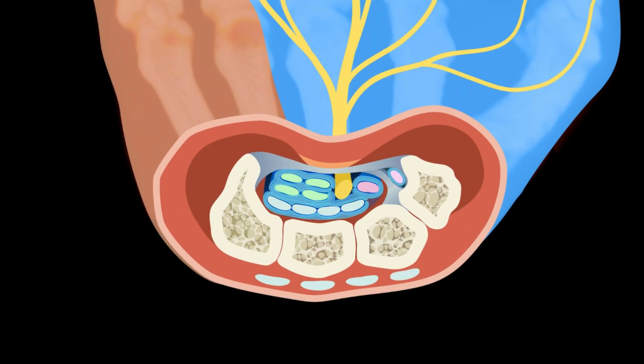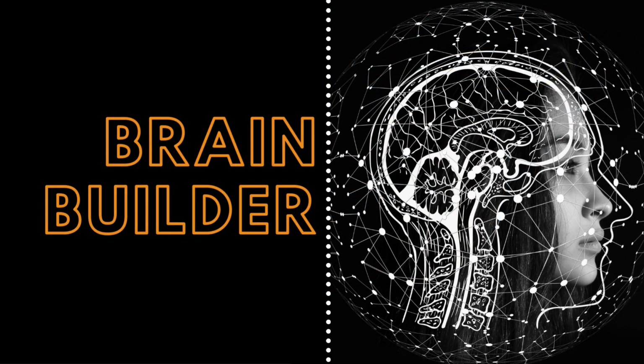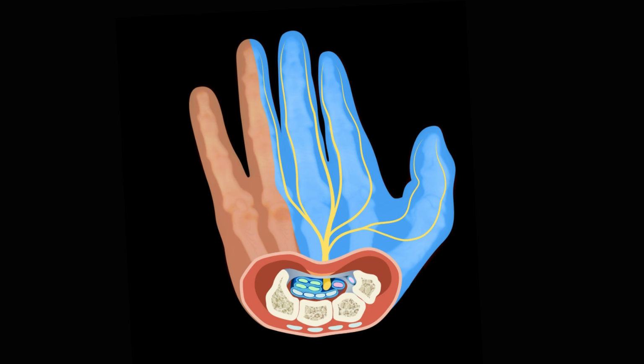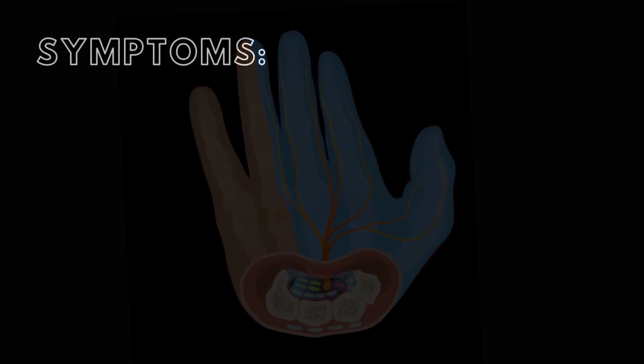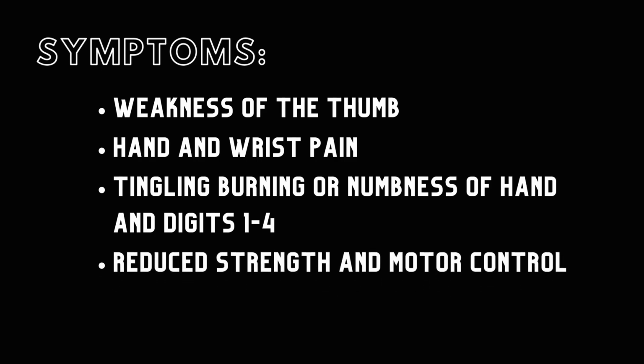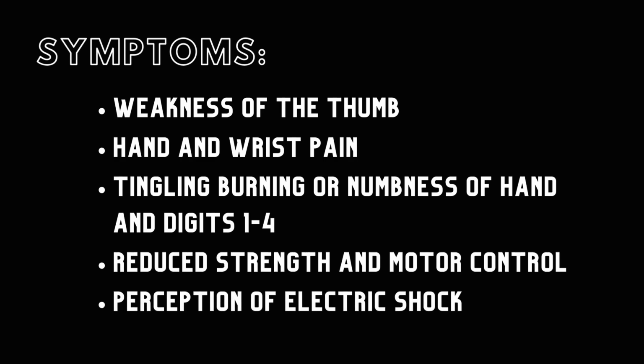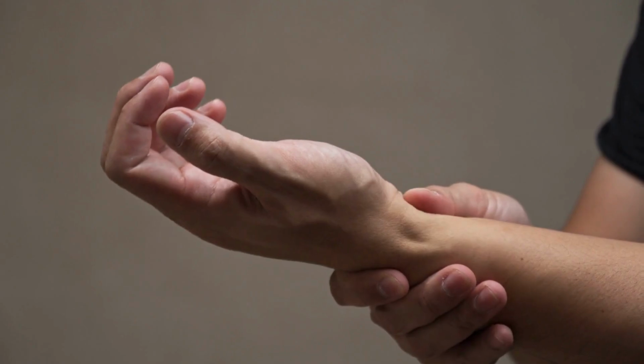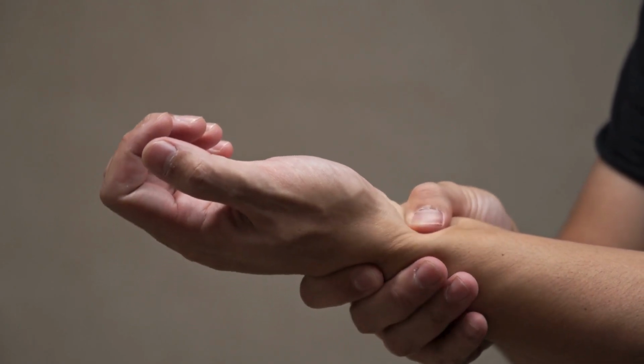What happens when the median nerve gets squished? Let's take a look at the symptoms, causes, and treatment for carpal tunnel syndrome, and then give a patient example. Symptoms of carpal tunnel syndrome are all associated with the sensory or motor functions of the median nerve. Symptoms may present as weakness of the thumb, hand and wrist pain, tingling, burning, or numbness of the hand and digits 1 through 4, reduced strength and motor control of the hand, and even the perception of an electric shock through the wrist and hand. Actions such as flexing the wrist increase pressure on the median nerve, enhancing the pain.